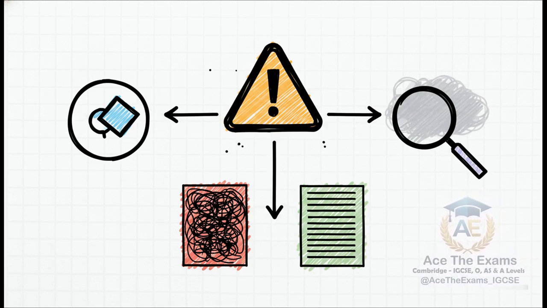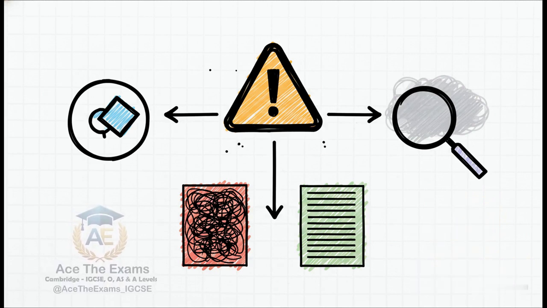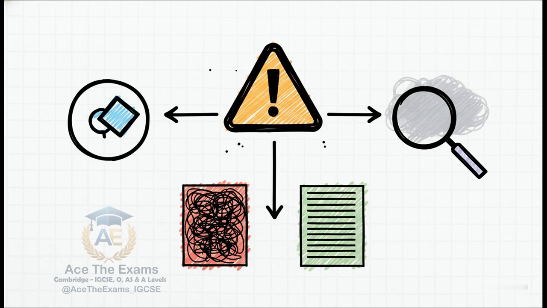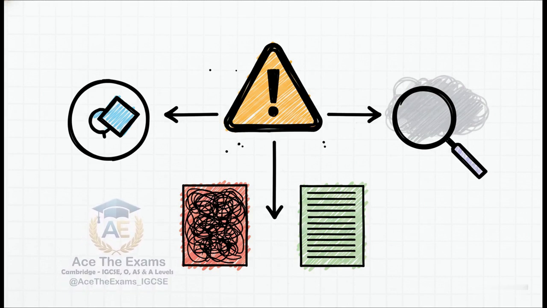And debuff number 3, writing answers that are not specific to the stimulus text. Examiners want analytical depth. If your answer is so generic that it could apply to literally any Arabic text ever written, it is not specific enough to earn the marks for this specific stimulus.